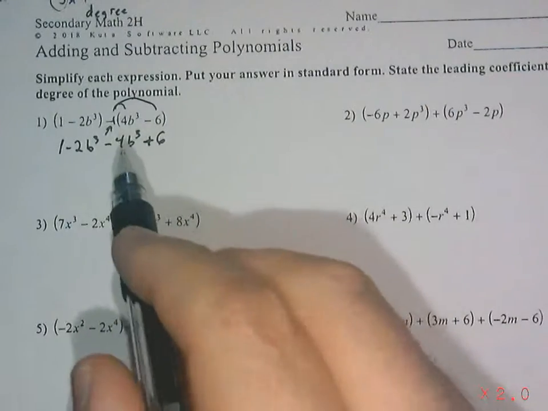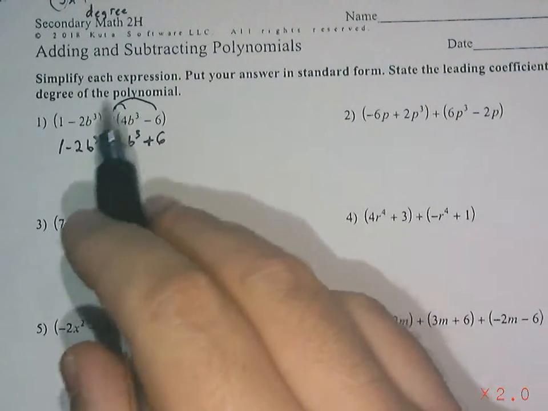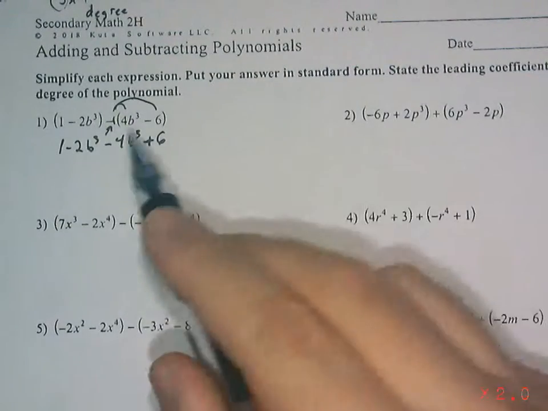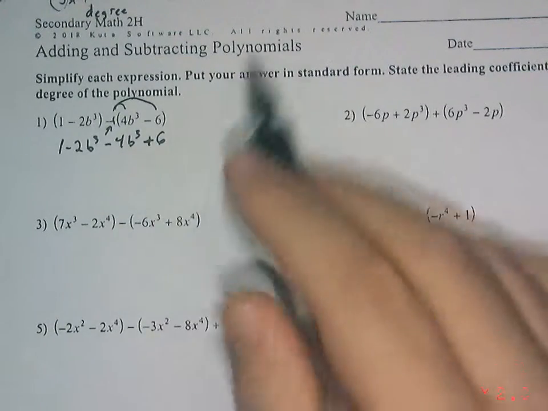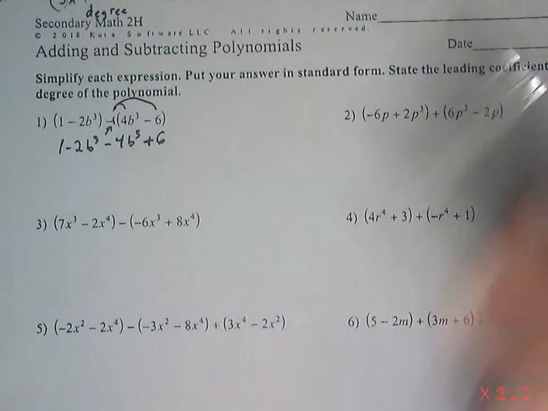So the common mistake there is a lot of students will drop the grouping and just put the minus to the 4b to the third. But again, it has to go to both terms because you're subtracting that entire group. Okay? Now it's just a question of combining like terms.